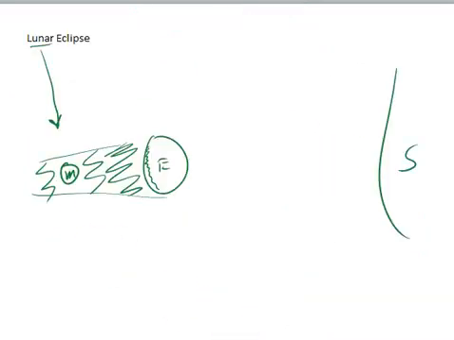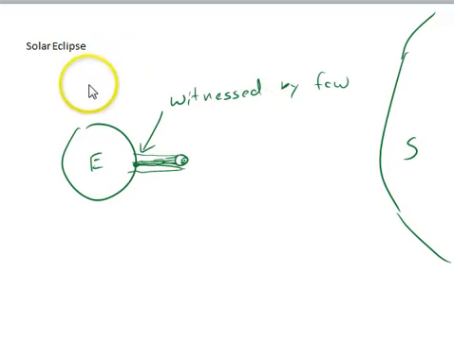Next, let's go up to a lunar eclipse. Most people are pretty good about the arrangements of the sun, earth, and moon during a lunar eclipse. So here you have a lunar eclipse, you have the moon in Earth's shadow. Now anybody on this half of the Earth could witness the moon passing into the Earth's shadow. So lunar eclipses are witnessed by a lot more people than the next event, which is the solar eclipse.